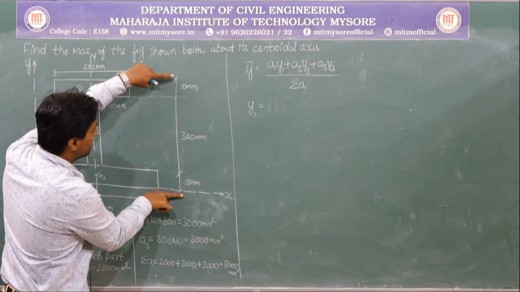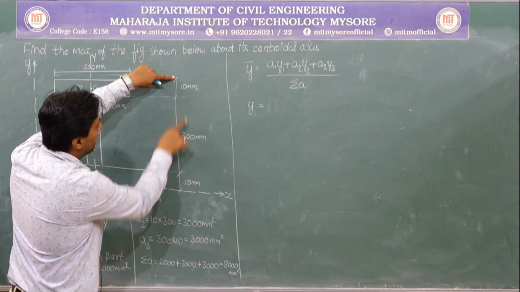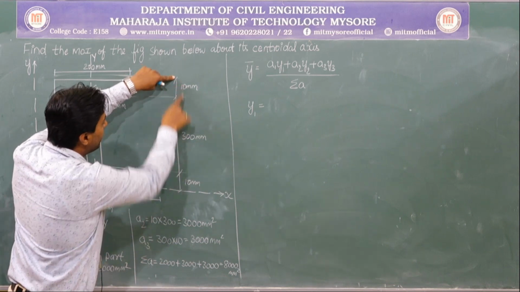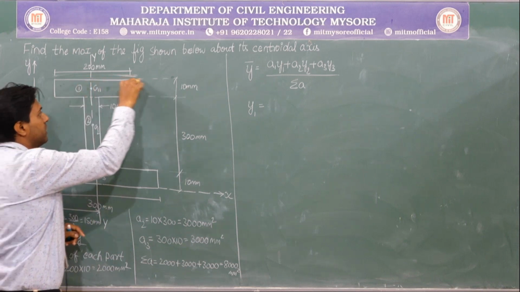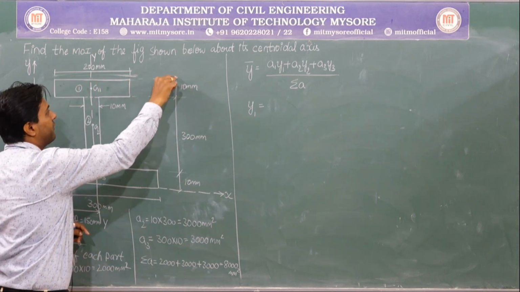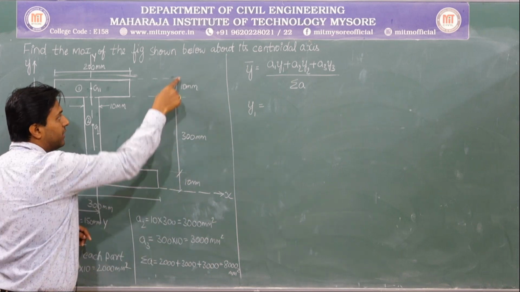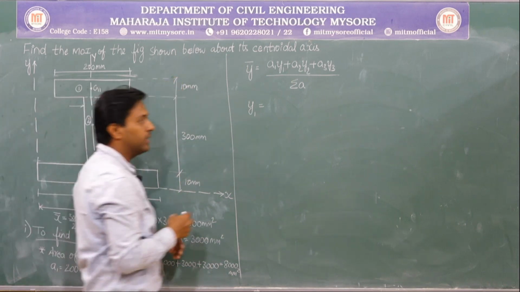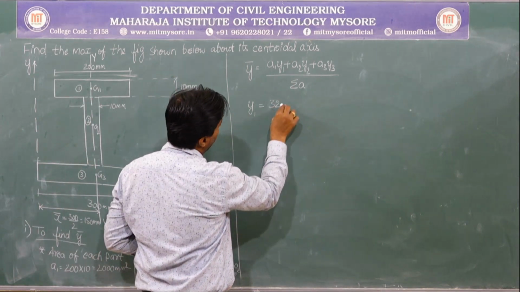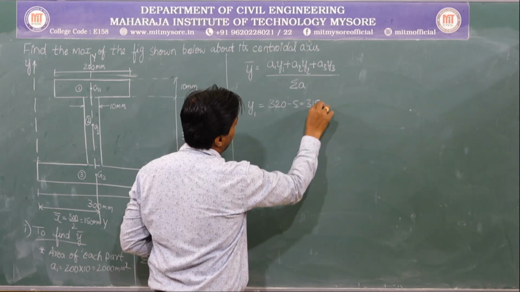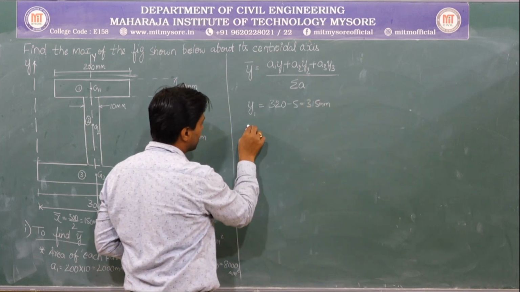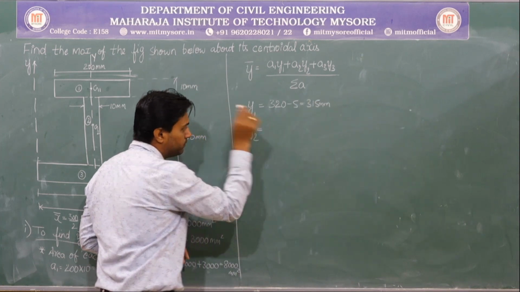What is the total distance? So 10 plus 300 plus 10. So it is 320 is the total. Out of which deduct this. How much is this? Half of 10, that is 5. So can I say it is 320 minus 5? Yes, of course. So how much is that? It is 315 mm.